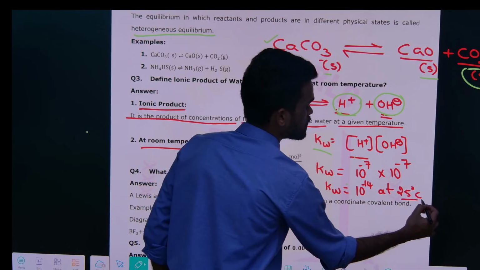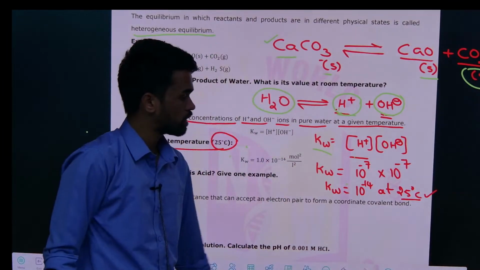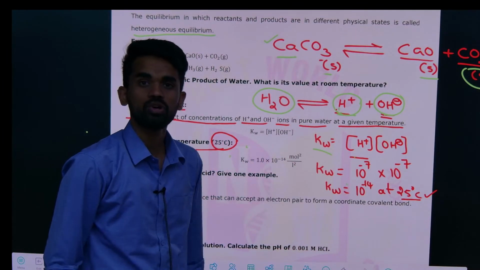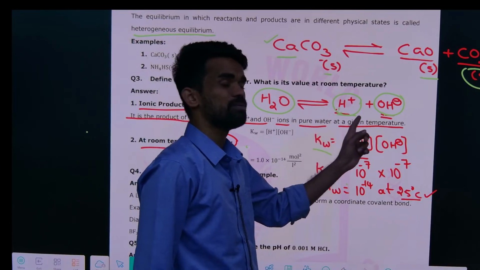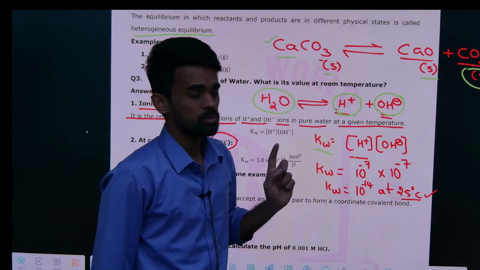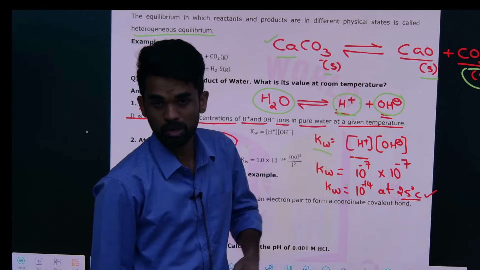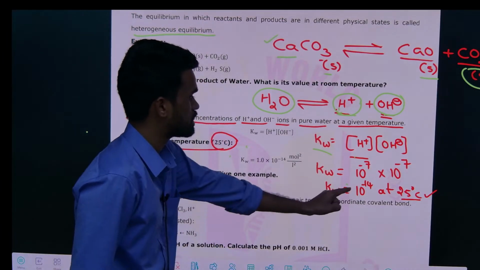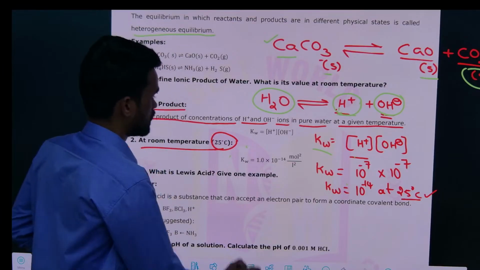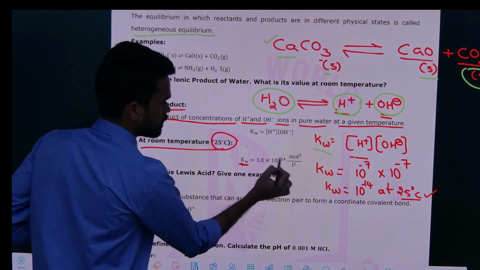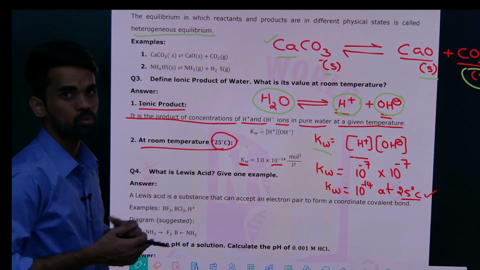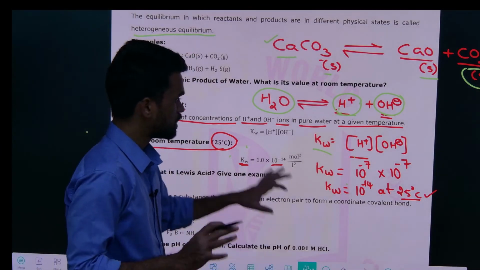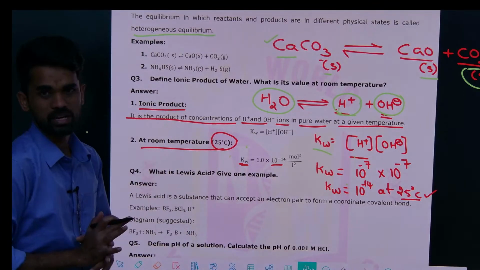See, the temperature is again a very important factor here. If temperature changes, the ionic product of water also changes, because this dissociation will be more at a higher temperature, because dissociation is an endothermic process. So that's why 25 degrees Celsius. So KW is how much? 1 into 10 power minus 14 mole square per liter square. That's it. This is how you can simply mention during the exam.